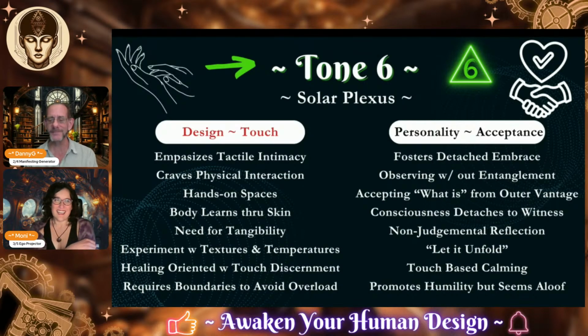So on the personality side, this is acceptance. They foster a detached embrace, observing without entanglement, accepting what is from an outer vantage point. Consciousness detaches to witness with a non-judgmental reflection and a sense of let it unfold. This can be touch-based calming, and they promote humility, but can seem aloof. Well, all of that. Now, this is very much describing the awake version of this.